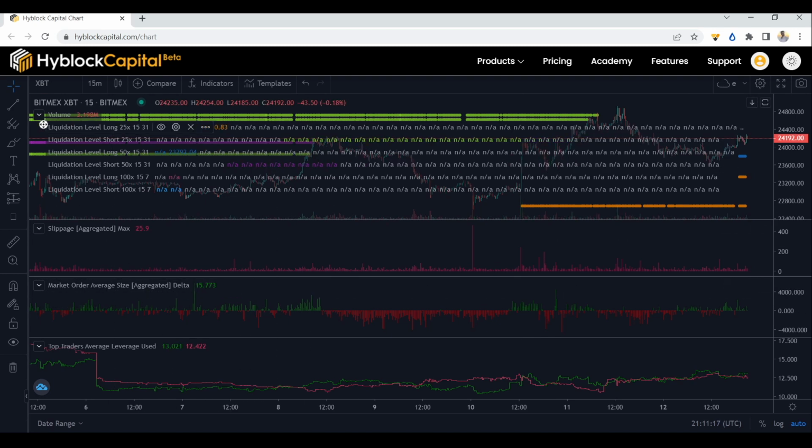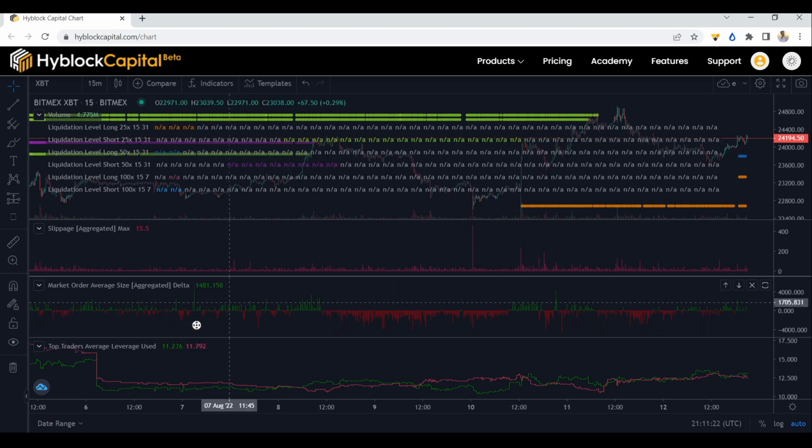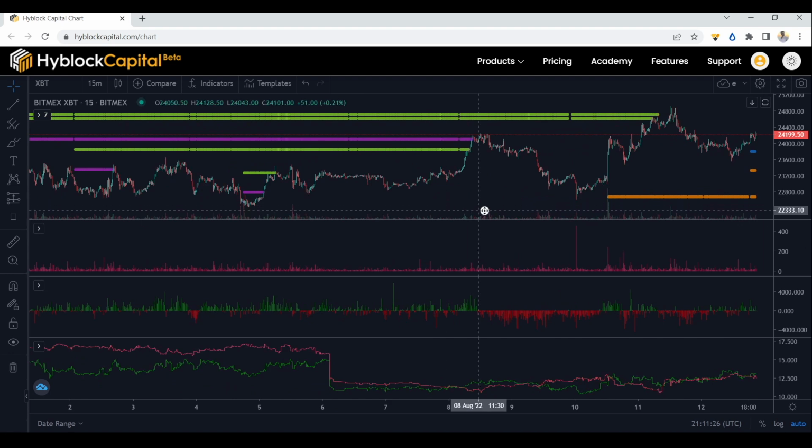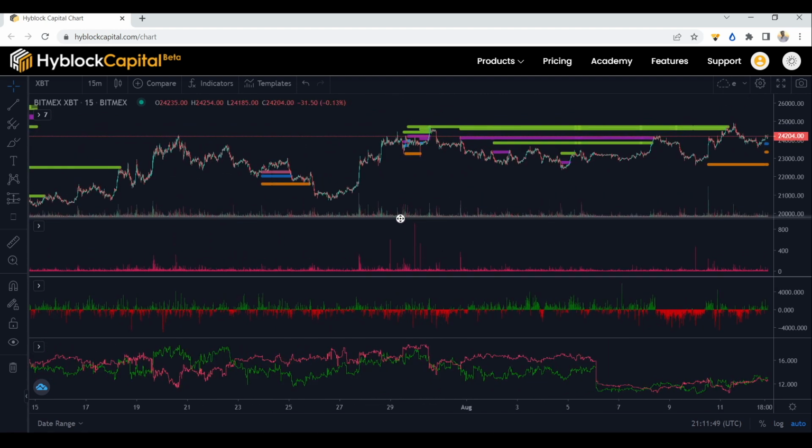So this is the average size of market buys and of market sells delta, meaning subtracted against each other. This one's pretty easy to interpret. If you see a lot more red than green, that means that the sellers are in control. Price will likely be going lower. If you see a lot more green than red, the buyers are in control. Expect price to go higher. If you see choppy, expect price to go sideways. It's that simple. That's literally all there is to it. You don't need to get super complex with this one.